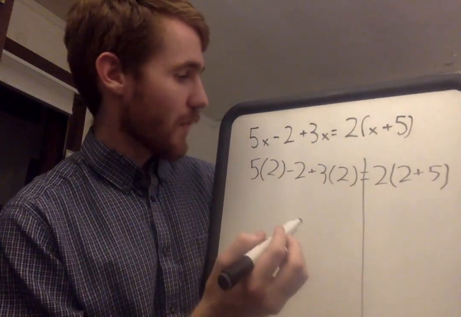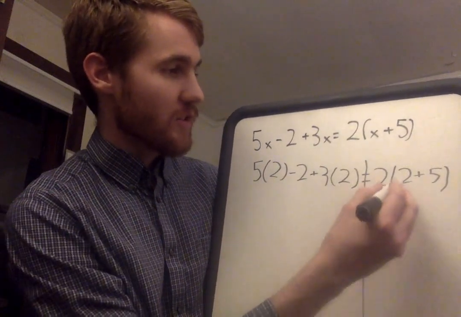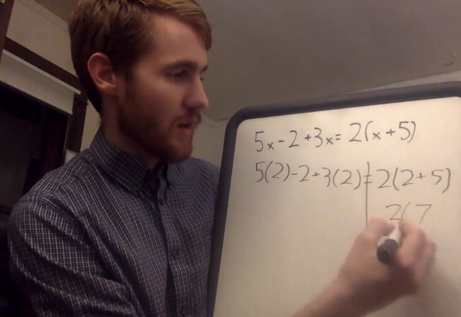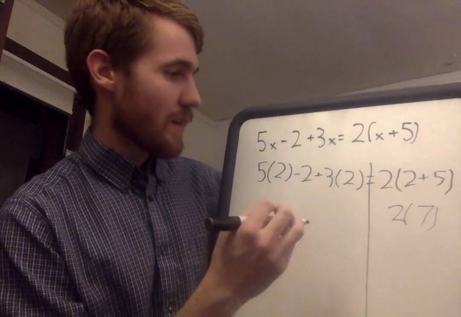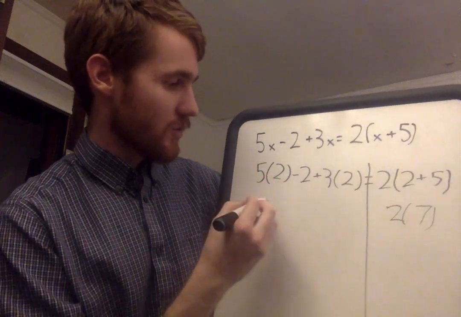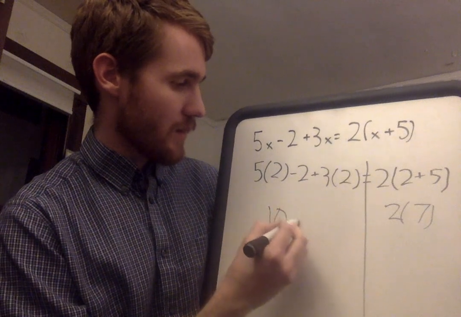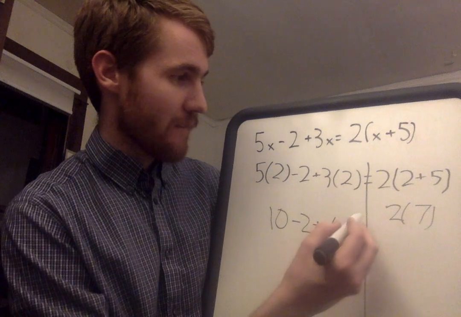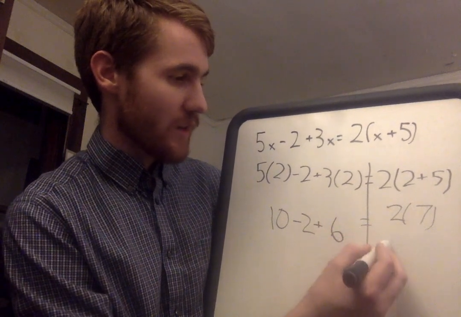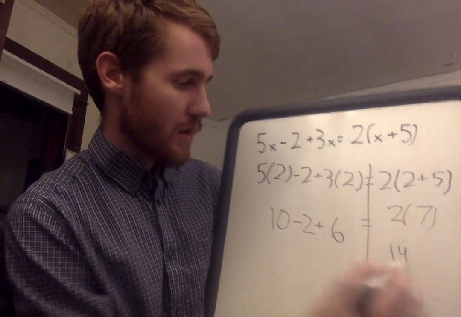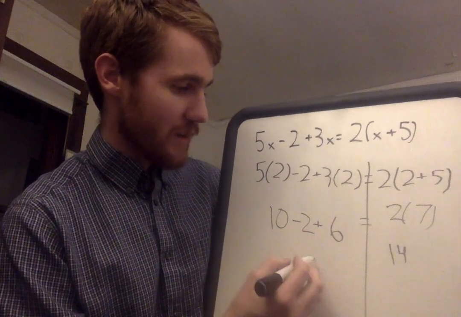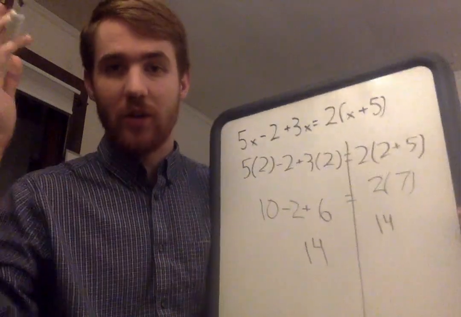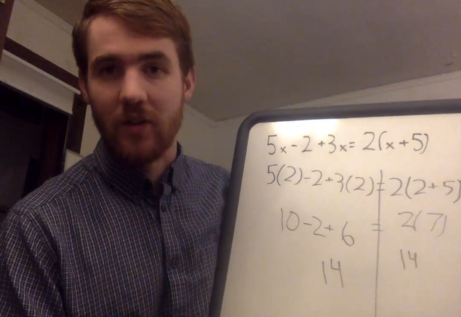So now it's just order of operations. Got to make sure to do the parentheses first. 2 plus 5 is 7. So we're left with 2 times 7. Now we do the multiplication. So we have 5 times 2, that is 10, minus 2, plus 3 times 2, that is 6. And then 2 times 7 equals 14. We have 10 minus 2 is 8, plus 6, also 14. These are equal, as I would say, woohoo! So, yeah, there you have it.